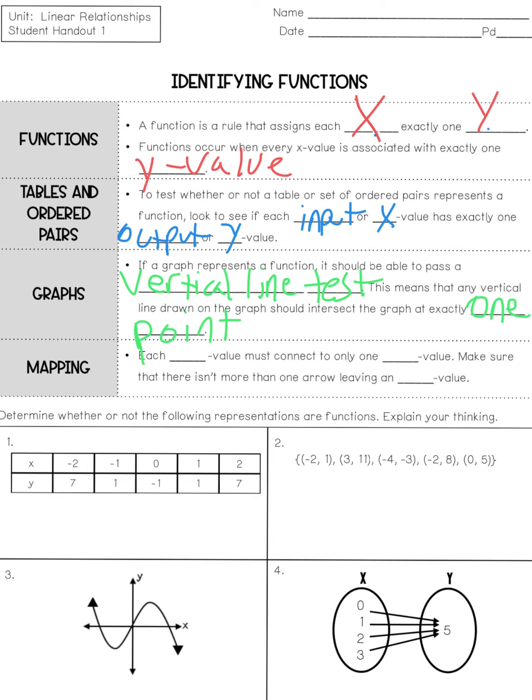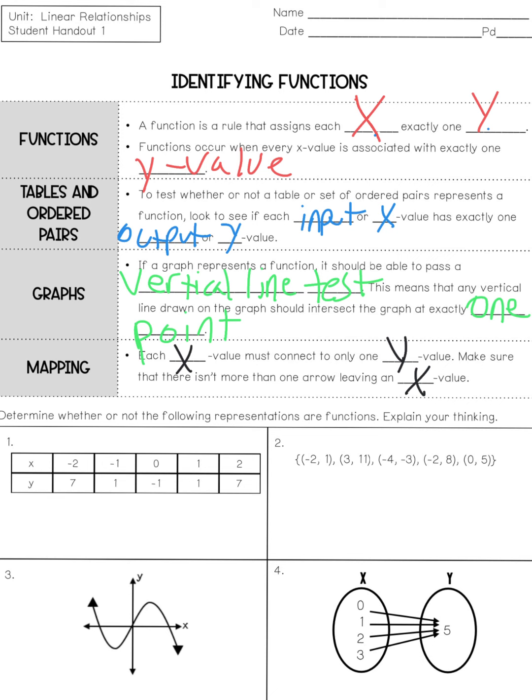So for our last one, mapping diagrams, it says each x value must connect to only one y value. Make sure that there isn't more than one arrow leaving an x value, and that'll make more sense when we get practice down here. So let's go back up to the blue one.